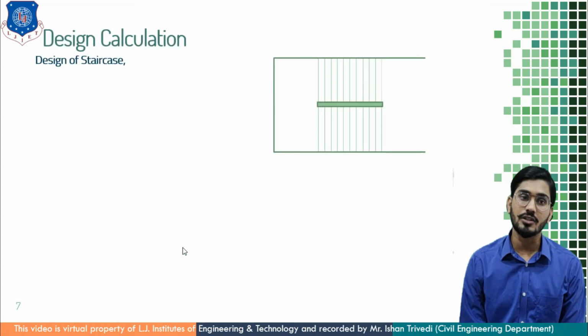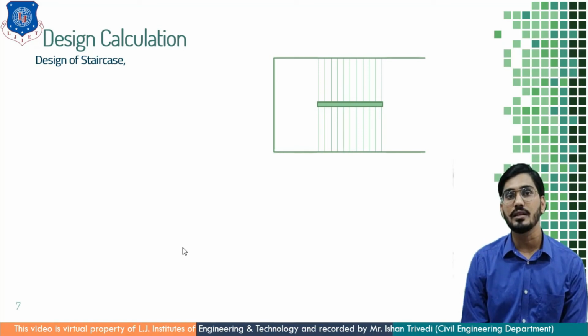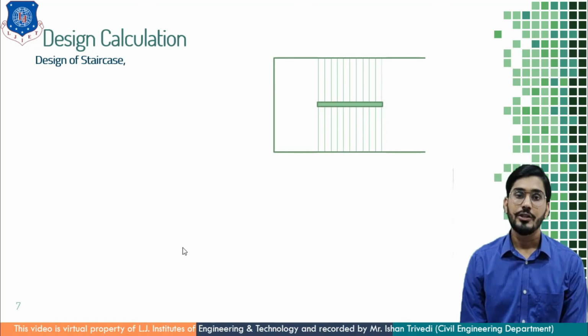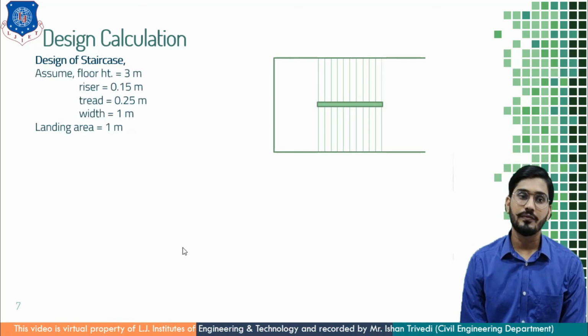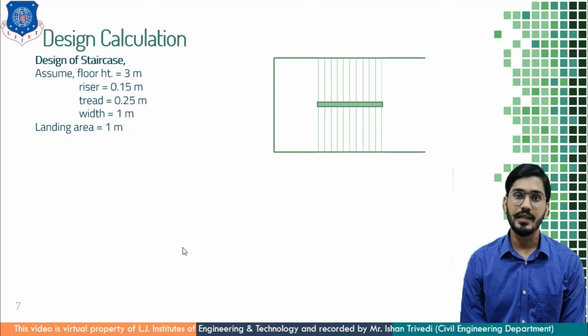Now calculation of staircase. If I provide a staircase inside the building, you have to calculate the number of tread and riser. For that, you have to assume certain things regarding the staircase. For example, what is the floor height? First is floor height. I am assuming that the floor height is 3 meter. The riser is 0.15 meter. Tread is 0.25 meter. The width of one step is 1 meter.